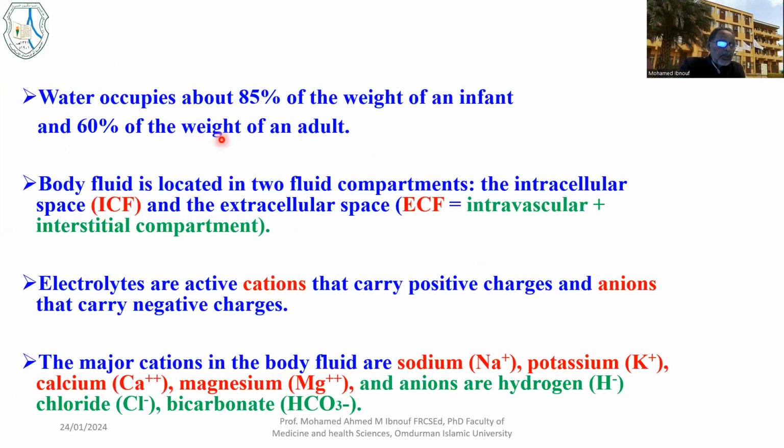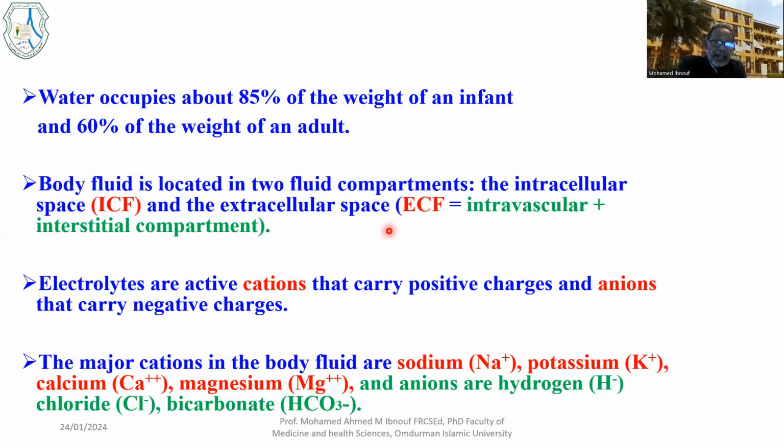Now we speak about water. Water occupies about 85% of the weight of an infant and 60% of the weight of an adult. And the body fluid is usually located in two compartments, that is in the intracellular fluid compartment and in the extracellular fluid compartment. The extracellular fluid compartment itself is made of intravascular compartment and interstitial compartment.